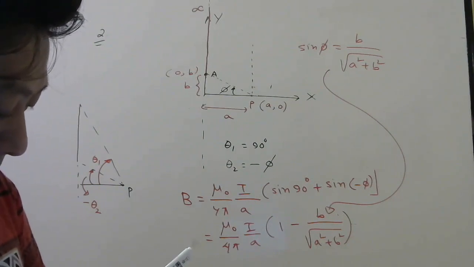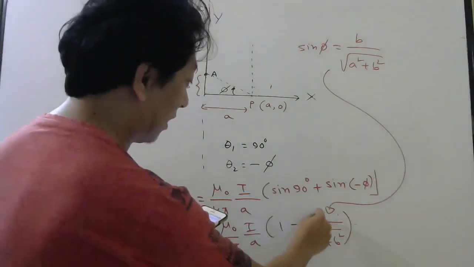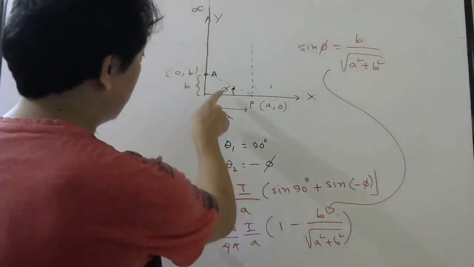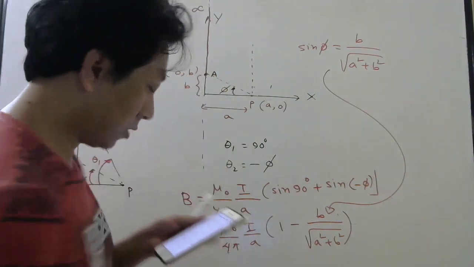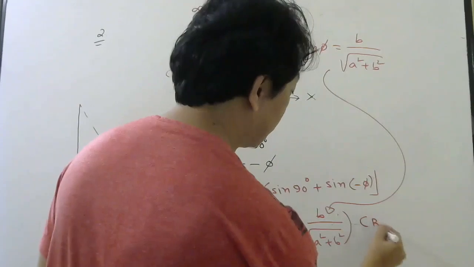So option B matches. C is wrong because in C this is A. A cannot be there because opposite of this angle is B, remember. So it will be option B. Option B. Okay.